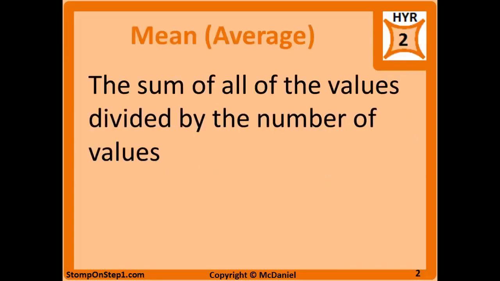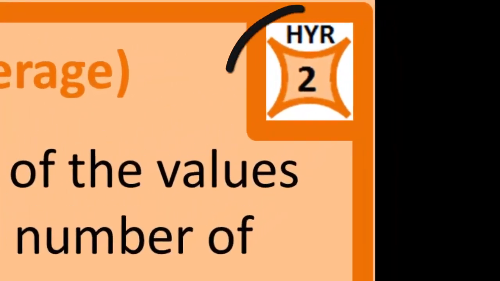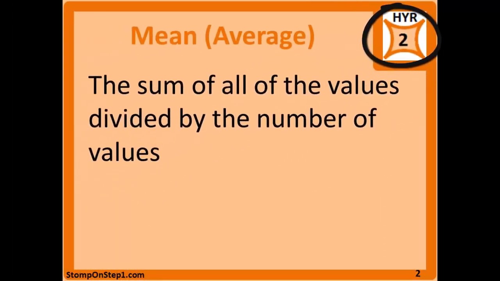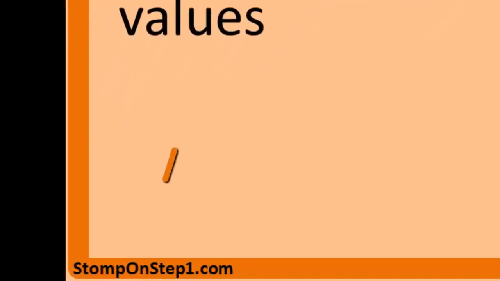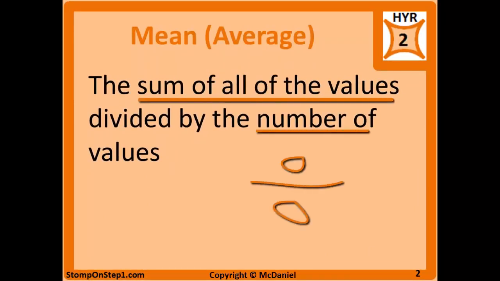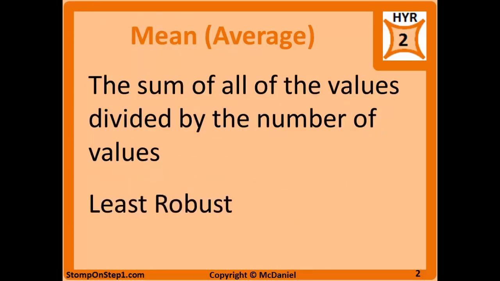The mean or average, you can see here in the top right corner that I give it a high yield rating of 2. The high yield rating is a score from 1 to 10, giving it an estimated level of importance for Step 1. If you want to learn more about the high yield rating, go to my website. The mean or average is just the sum of all the values divided by the total number of values. And it's important to remember that the mean is the least robust of the three measures. If you're not quite sure what that is, just hold off for a couple slides because I'm going to cover that in more detail.